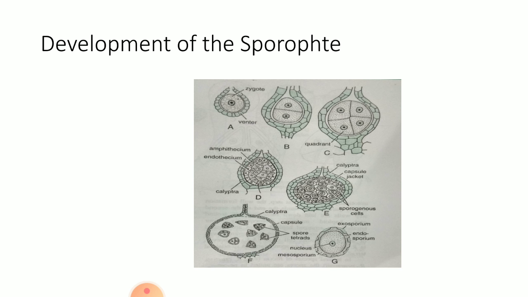Meiosis division gives rise to the spores. The diploid nucleus of the spore mother cells undergoes two successive nuclear divisions and gives rise to the tetrad. Each cell of the tetrad now secretes a wall around it and is called the spore.